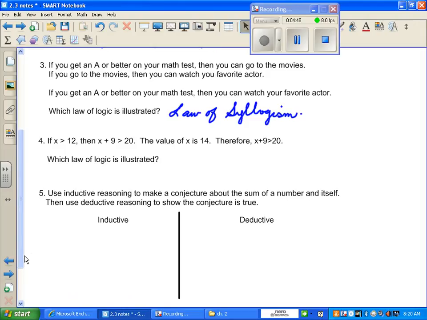And just for proper sake, I think I'm going to need to make this a B or better because it's a little hard to make an A or better. It would be an A plus, I guess.